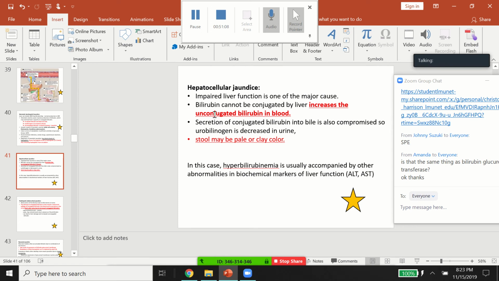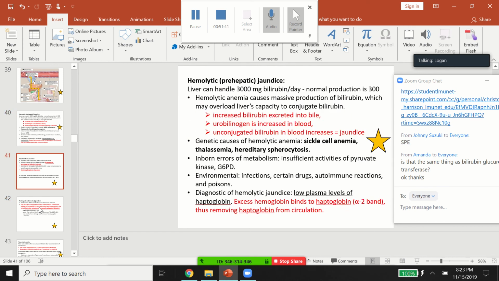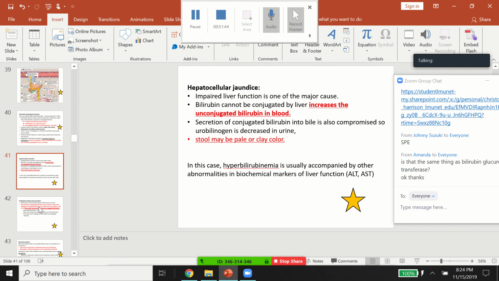Now, secretion of conjugated bilirubin in the bile is also compromised, so urobilinogen is decreased in the urine. You remember how I mentioned here, stool may be pale or clay color. That is definitely something to help you differentiate between this one and the other one. I do remember that being in the vignette. If they say anything about pale or clay color, you want to think about this one. And I think they even have it with this one as well. Yeah, these two have pale, clay color stool because they're not getting basically any bilirubin.